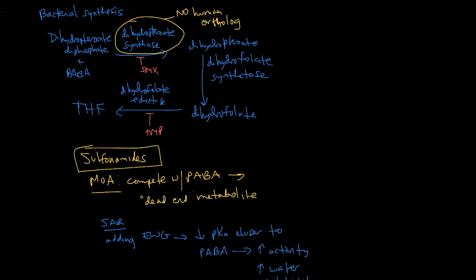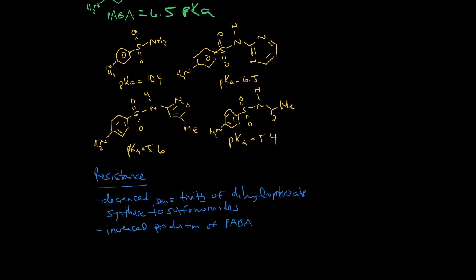Number two, resistance mechanism. If you increase production of PABA, you decrease sulfonamide binding. Makes sense, because if you increase the amount of PABA, you overcome sulfonamide activity, you overcome sulfonamide competition, and thus you make DNA again.